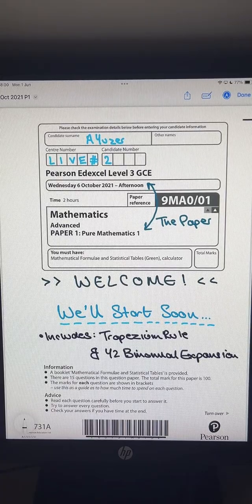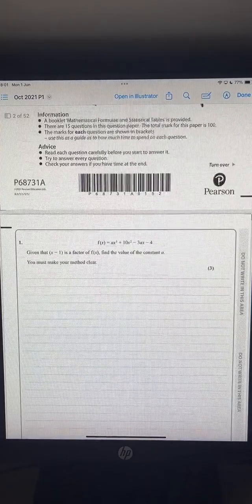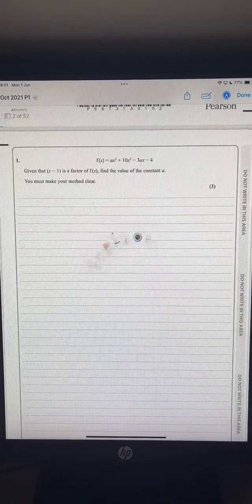Today we're going to do some A-level maths pure 1 practice for the exam on Wednesday. So this paper I chose is the October 2021 pure paper 1 because it has some trapezium rule questions and year 2 binomial expansion, which did not come up in 2025 I believe, so they could likely come up this year. Okay, so let's get started with question 1.